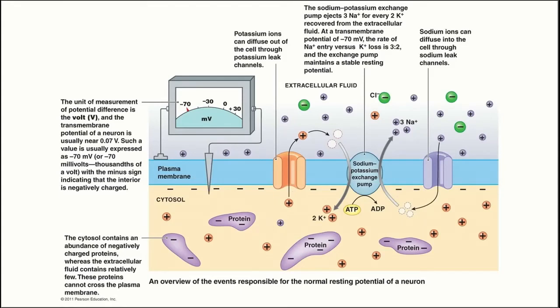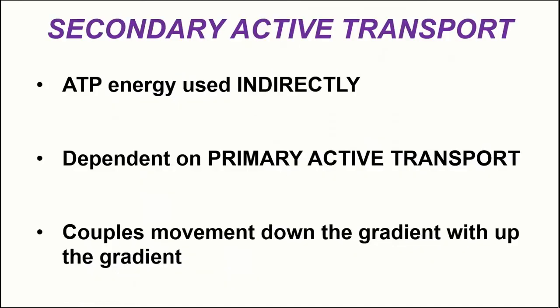out of our cell. And so to permit this continued diffusion of potassium out of the cell and sodium into the cell, the sodium-potassium pump uses ATP to establish these sodium-potassium gradients that we see on both sides of the plasma membrane. Okay, so that's primary active transport.